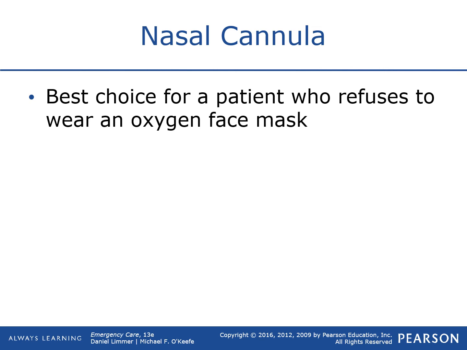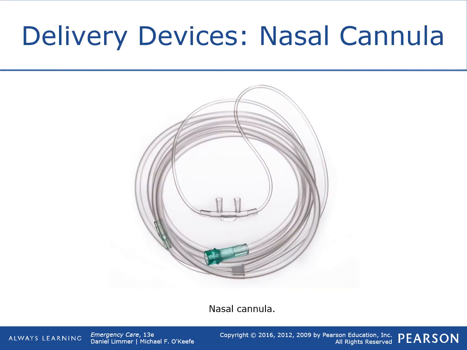It's a good choice for someone who refuses to wear an oxygen mask, so a non-rebreather mask. Also, someone who's actively vomiting, you probably shouldn't have a mask on them, because you're going to vomit into the mask and it's going to go back into you. So active vomiting is usually a contraindication for a non-rebreather mask. So anytime that we're contraindicated for a non-rebreather, we go to our nasal cannula. Nasal cannula looks like this.